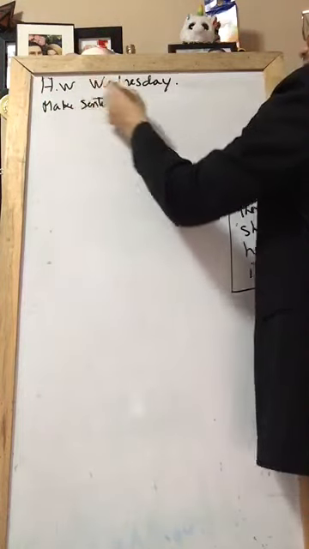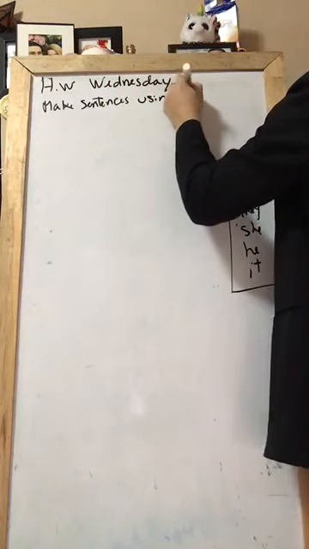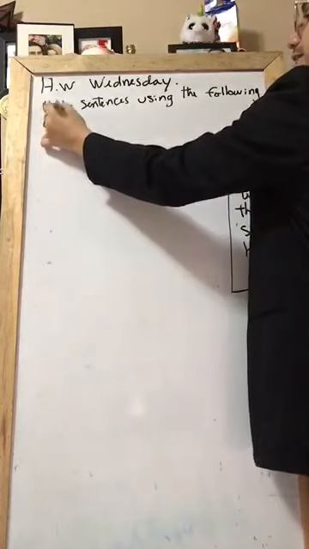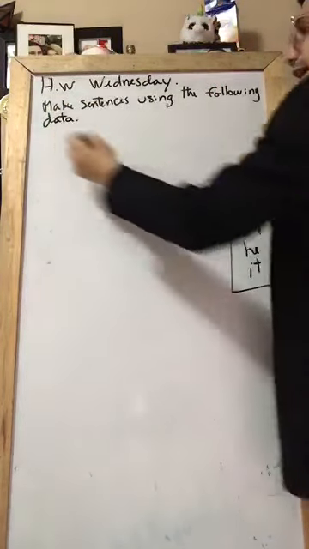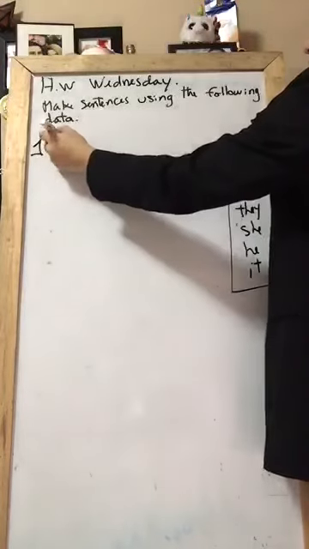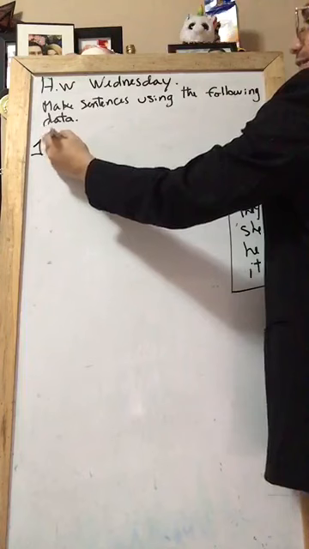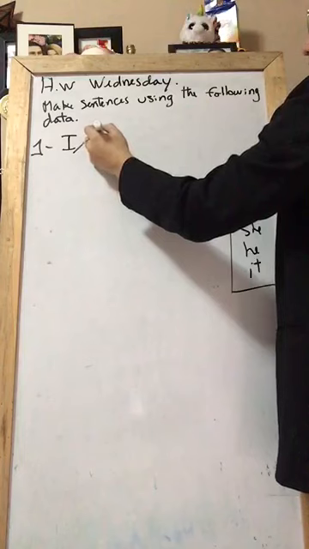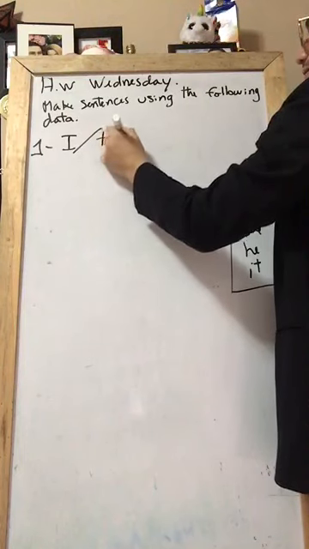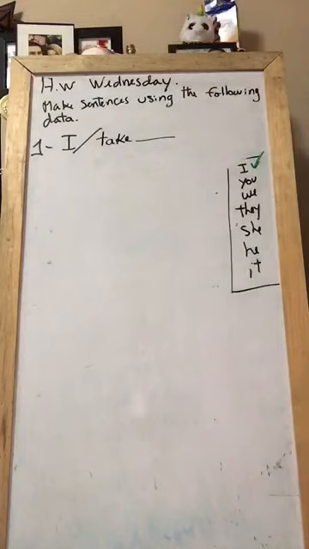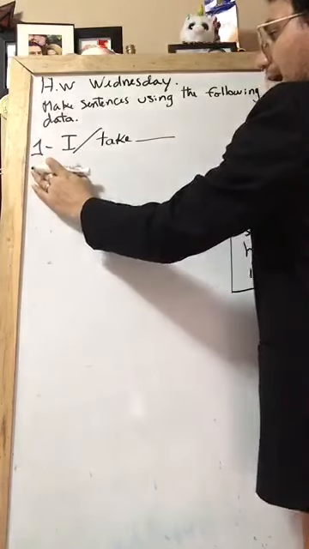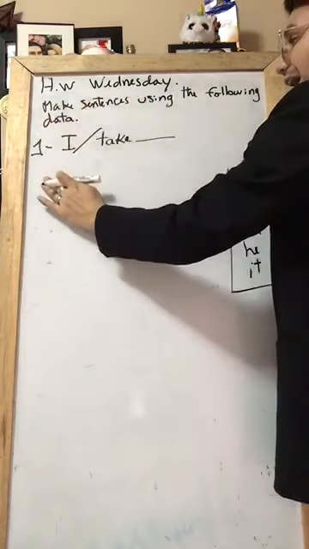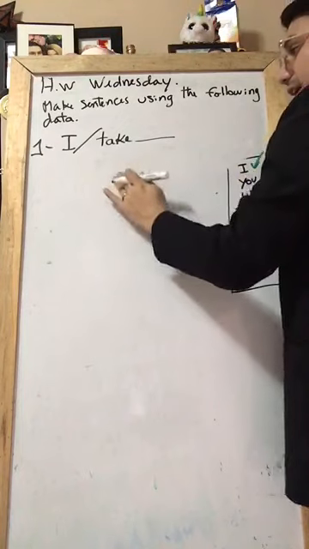So let's make sentences using the following data. Okay? So for number 1, we have the noun I mixed with the verb take. And remember to write the present continuous, okay? And then you are going to write, I have been taking a shower, or I hadn't been taking a shower.